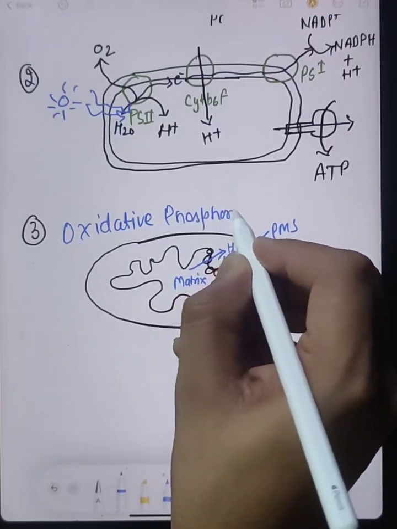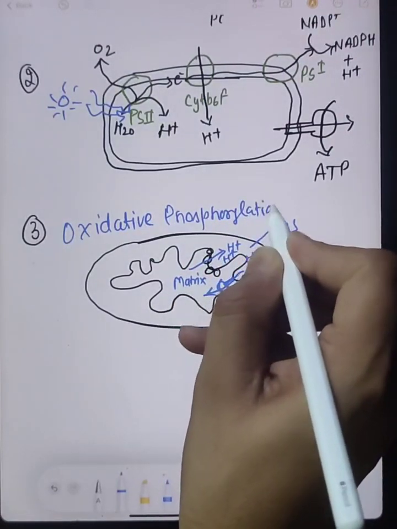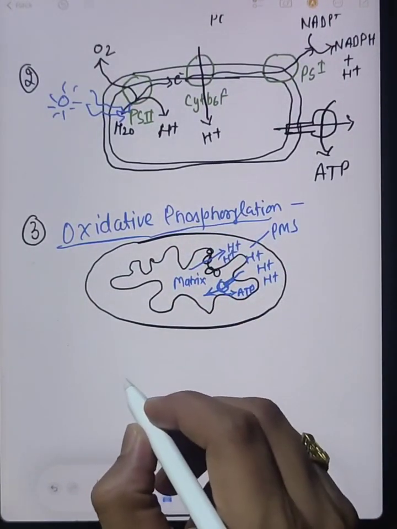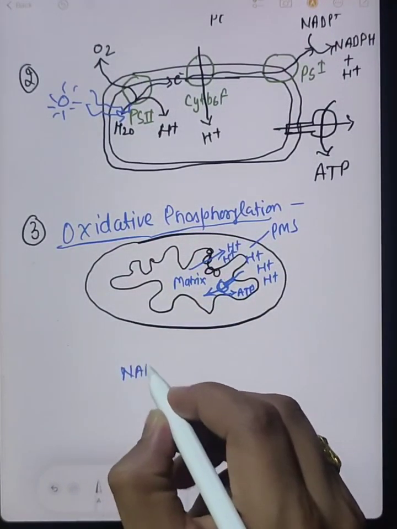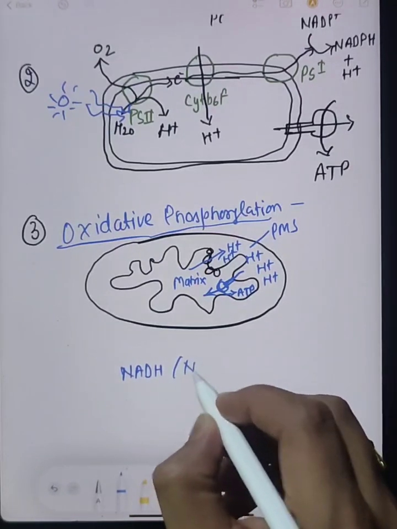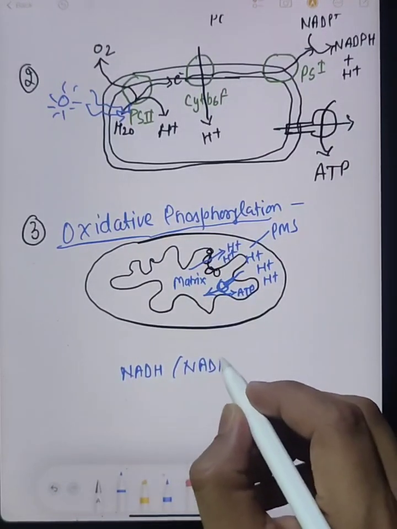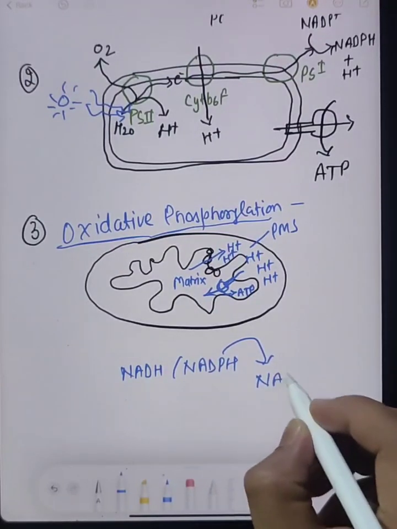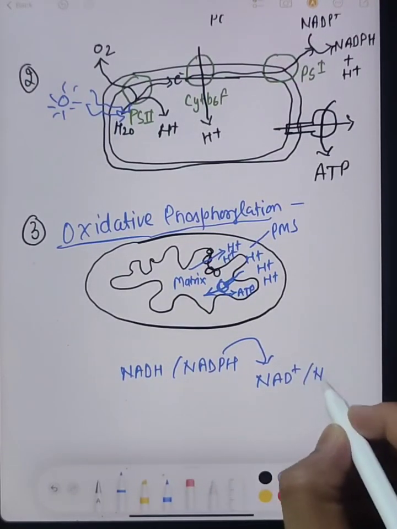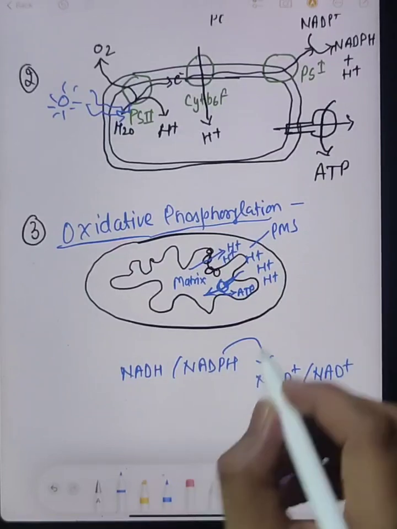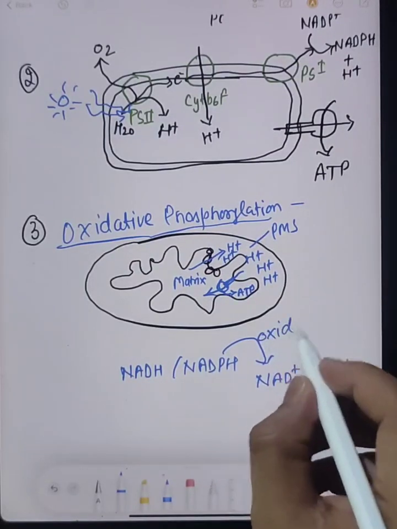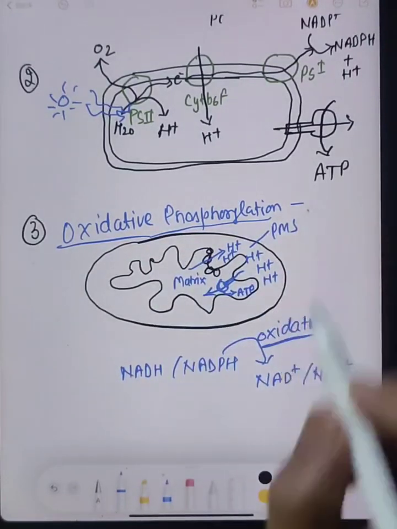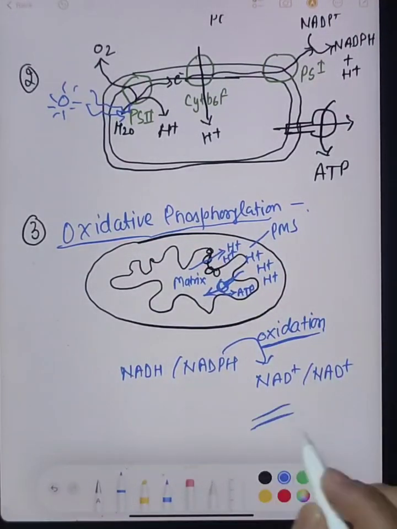Let me elaborate it for you. This electron transport is started by NADH or NADPH when it oxidizes into NAD plus or NADP plus. So this process is oxidation and it drives the whole process. That is why it is called oxidative phosphorylation. That is all for today.